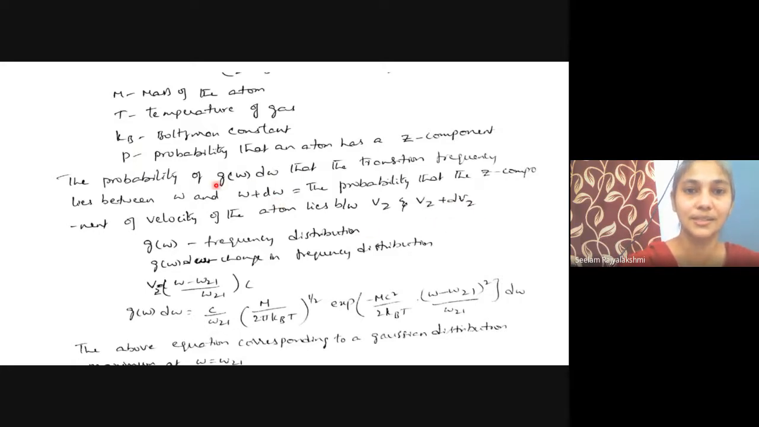Here g(omega) is the frequency distribution, and g(omega) d omega is the change in the frequency distribution. Vz equals (omega minus omega 21) by omega 21, into c. So g(omega) d omega equals c by omega 21 times (m by 2 pi kBT) whole power 1 by 2 times exponential of minus mc square by 2 kBT times (omega minus omega 21) whole square by omega 21 square, into d omega. This equation corresponds to a Gaussian distribution, with maximum at omega equals omega 21.